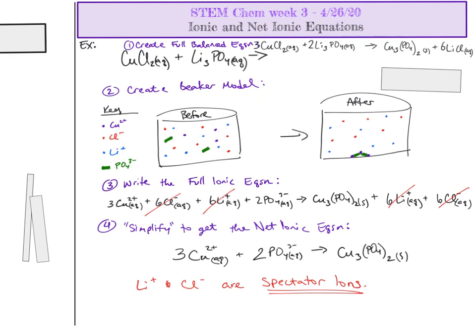Because we can't just ignore the fact that the lithium and the chloride are there, because they are, right? We've talked about this before. You cannot just have a beaker full of one kind of ion. You have to have that partner. You have to have that neutral compound. So without the lithium and the chloride, none of this could have happened, because the copper and the phosphate would have never gotten into that beaker in the first place.